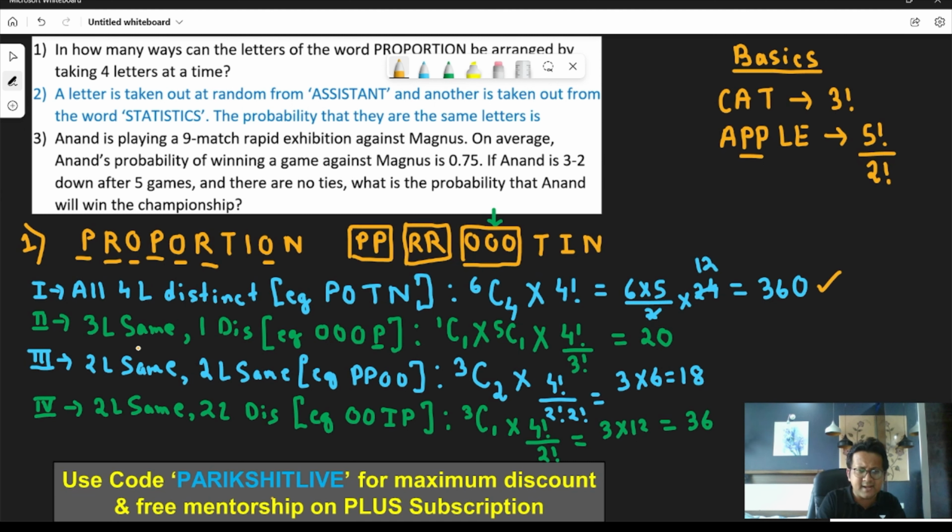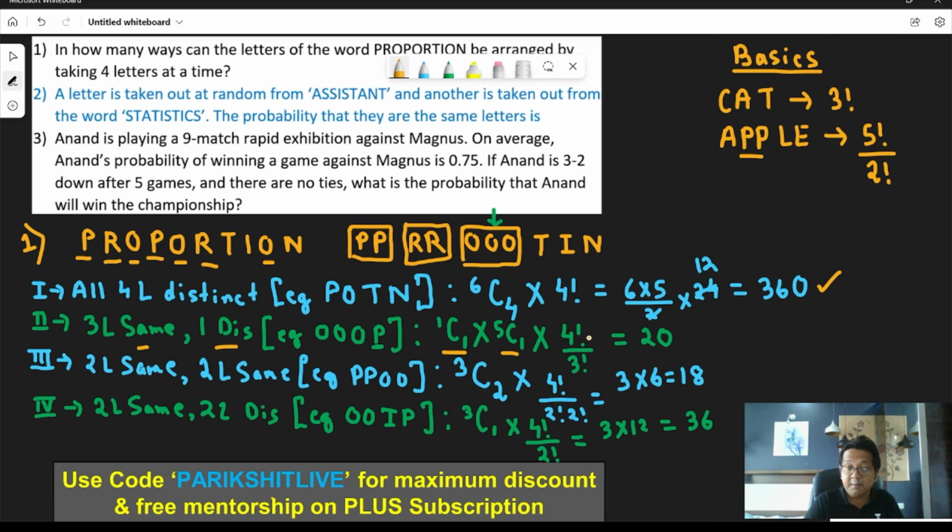Next, 3 letters same and 1 distinct is an example OOPP, right? So O, 3 letters same, you don't have a choice. It got to be the O, so just one option. And out of the remaining 5, select anyone. So among P, R, T, I, and N, select anyone. So 5C1. And then, moment you select, how many ways of arranging it?